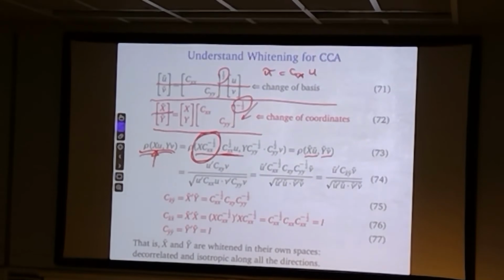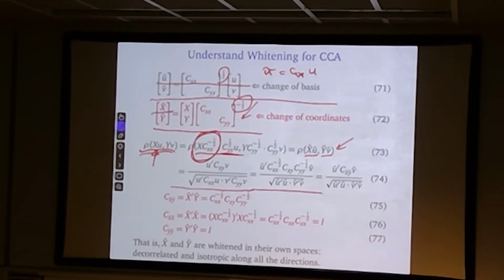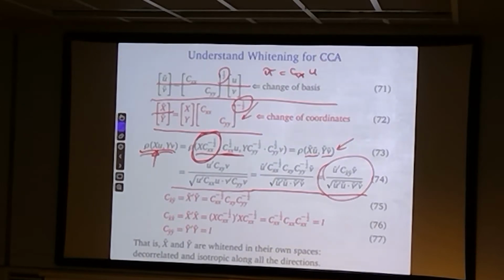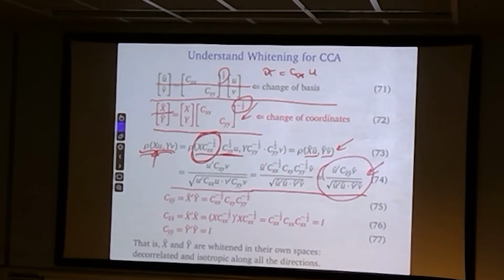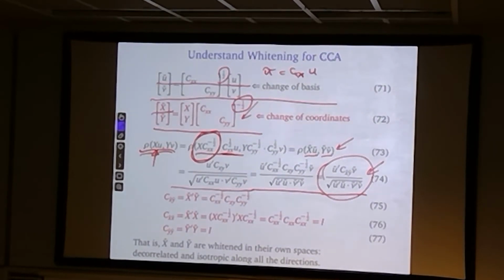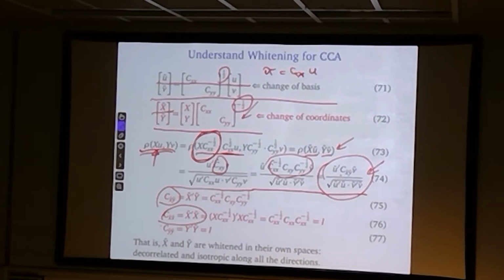And you can show that, you transform u and v, x and y accordingly. You plug in everything, the cross correlation takes this particular form. This middle term becomes this term, which is exactly the covariance between the transformed x and y. And if you calculate the transformed x and calculate the covariance matrix, it becomes I. And the covariance of the transformed y, it becomes I. That is, x tilde and y tilde are whitened in their own spaces, decorrelated, isotropic along all the directions.